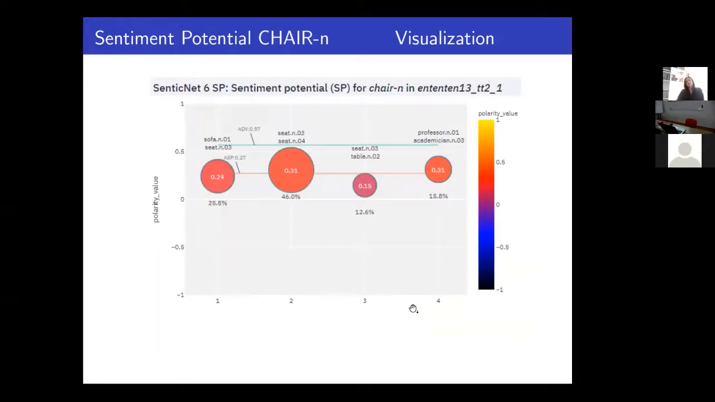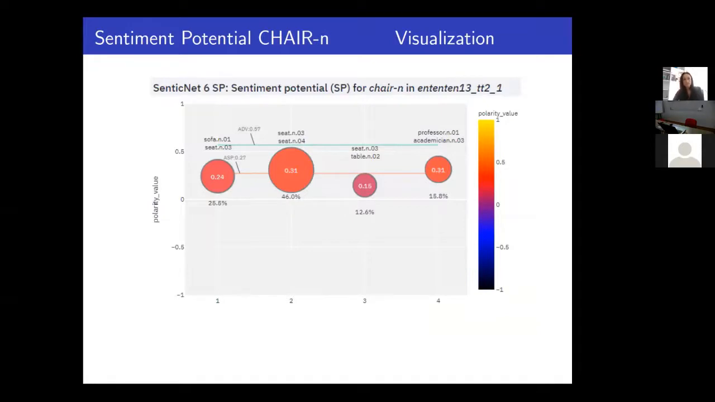And this is the final product. This is the sentiment potential of chair, and the visualization that I think is very indicative, and it nicely explains what we were talking about.